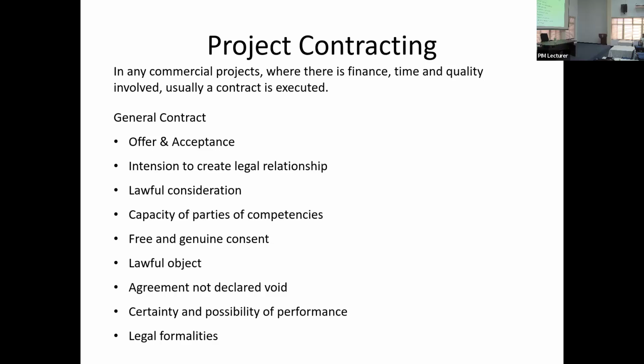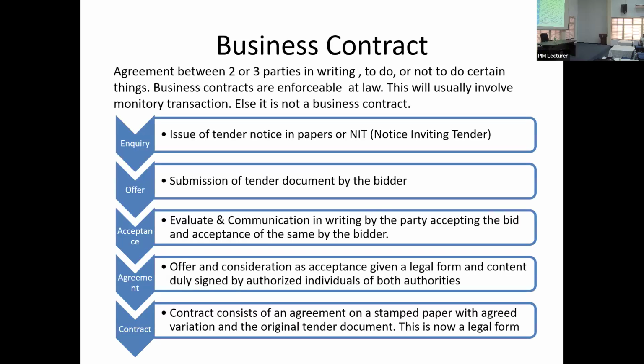Certainty and possibility of performance. So you can't make it impossible to do something. Right? The contract, you can't make it impossible. And then legal formalities. So that's the legal formalities of the country is established. Right. So this is the part I am interested in.